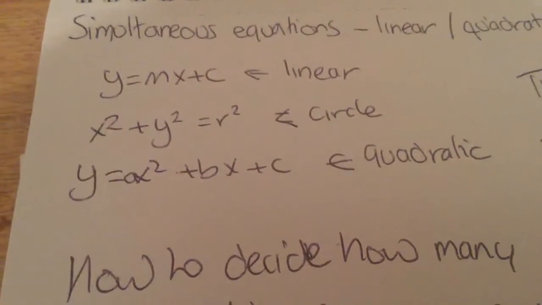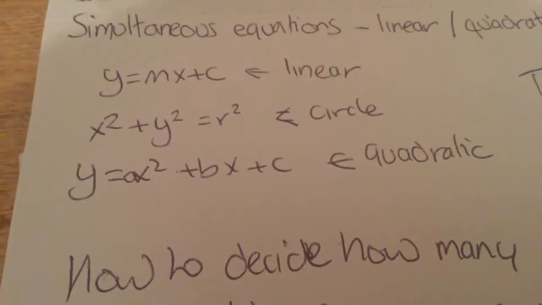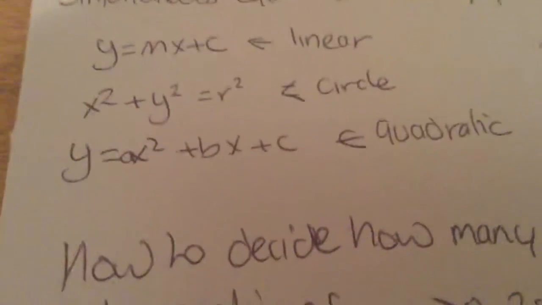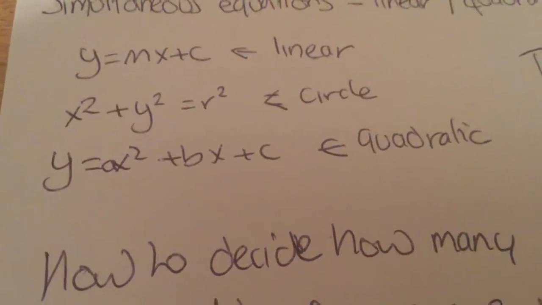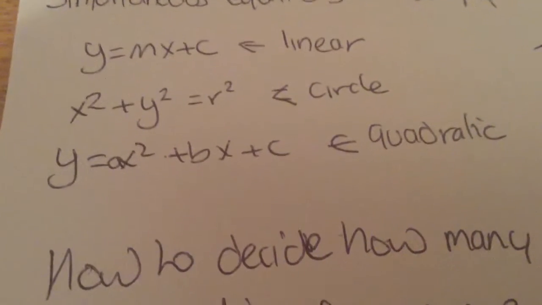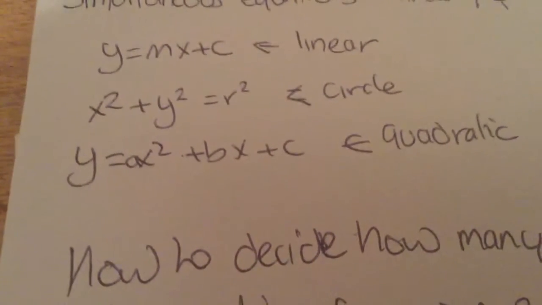Just a quick little narration on the simultaneous equations, linears, quadratics and circles. What are we doing here? First of all, we're going to define what we call the equations for linear, circles and quadratics. Then we'll talk about simultaneous equations for a little bit, then I'll shut up and go away.